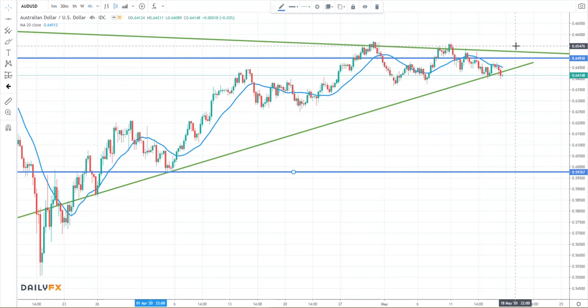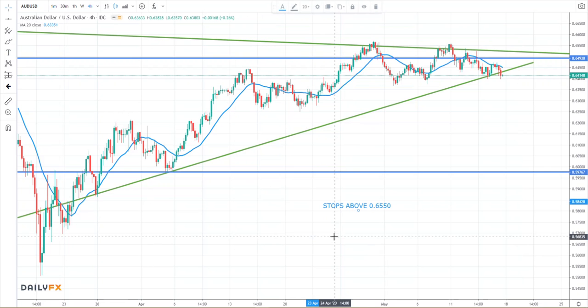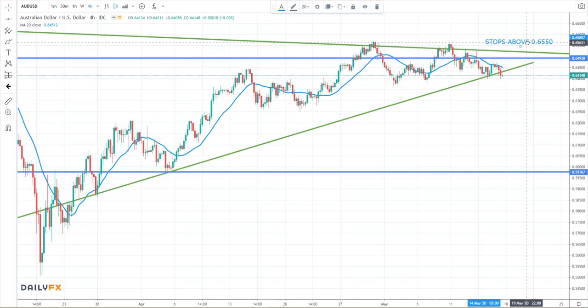I'm going to put my stops above 65.50, the most recent high. So I'm going to go ahead and note that out. Stops above. Meaning at that point, if price does go above that point, then I need to reconsider because it made a new high, and that's not what I was expecting, right? But I am expecting a new low.